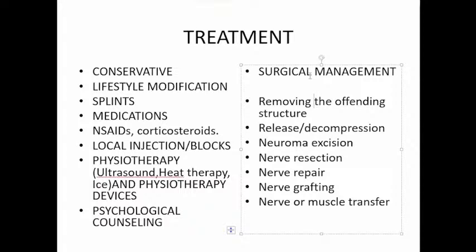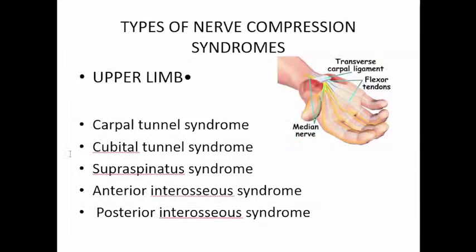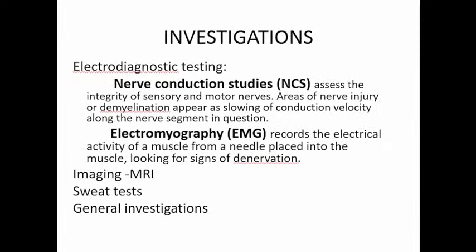Surgical treatment involves removing the offending structure. You may have a fracture that once you correct, that should resolve. You may also need to do decompression or release. For example, in carpal tunnel syndrome, sometimes what one does is to release the transverse carpal ligament, to create more space, because there's pressure. The tunnel is narrow. By releasing that, you increase the space of the tunnel, and that helps with the recovery.